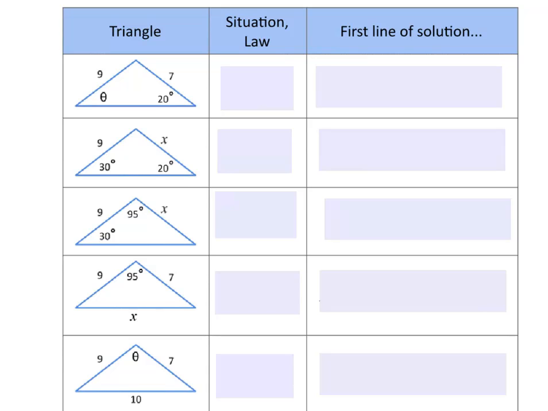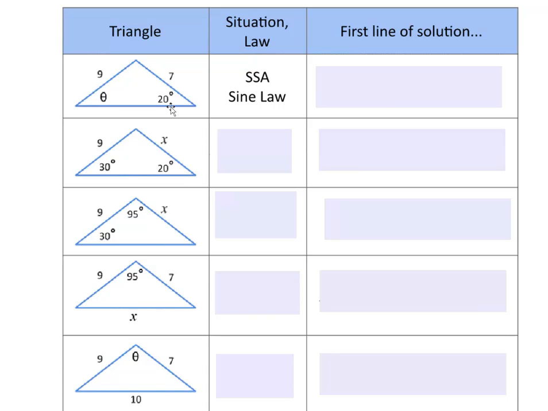Here I have the table from your page. I do have it zoomed in a little bit because it's the only way I can really get it to fit within my capture screen. It's the first triangle situation, and then the law that we use. Well, the situation is side, side, angle. If I reveal this, side, side, angle, that means sine law.